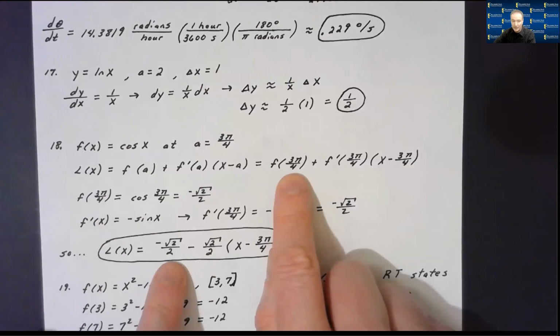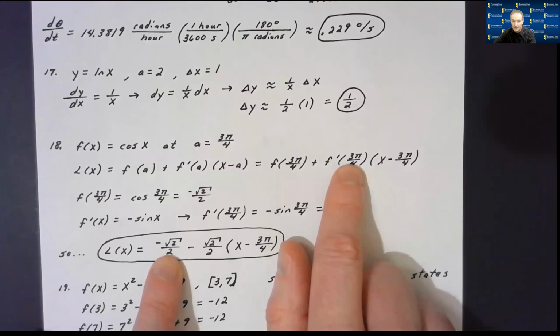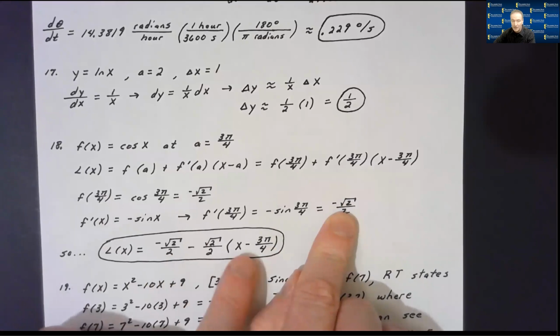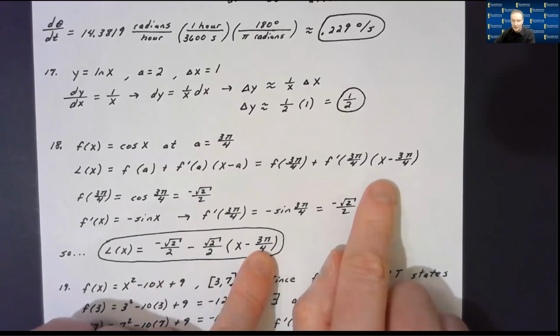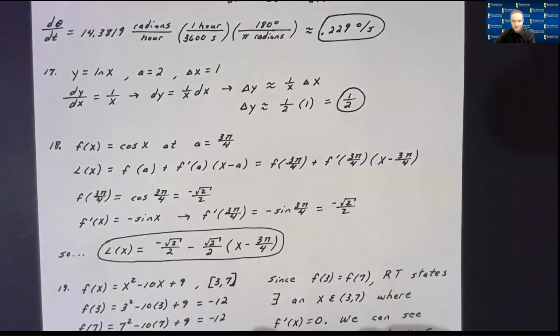So for my final linearization answer, I would say my answer is f of 3 pi over 4. That's my negative square root of 2 over 2, plus the derivative evaluated at 3 pi over 4, which was another negative square root of 2 over 2. That's why I put minus square root of 2 over 2 times the group x minus a, x minus 3 pi over 4. Final answer.